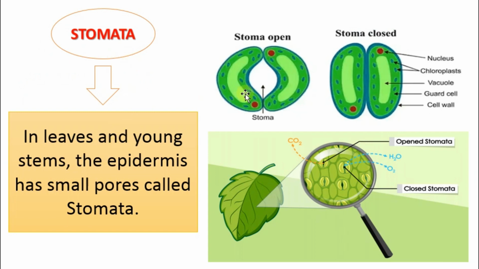Stomata are pores present in the leaves of plants in the epidermis, which is the outermost layer of the plant. Here you can see in this picture, these small pores are called stomata. Through these stomata, plants exchange gases like carbon dioxide, water vapors and oxygen. This is the open stomata and this is the closed stomata. Stomata are involved in the exchange of gases.